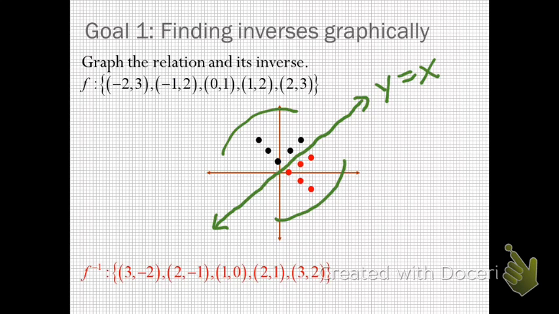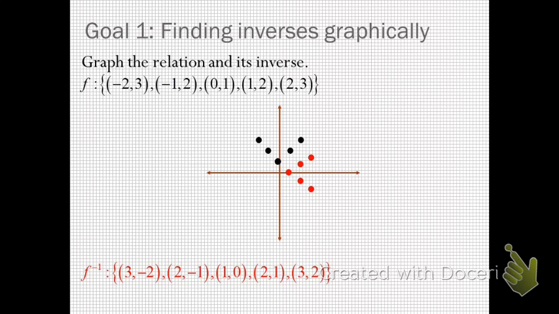So every function, if you reflect it in the line y equals x, gives you the graph of its inverse. Okay, now secondly, it turns out that you can determine whether or not an inverse is a function by looking at the graph of the relation. Now I want you to focus on the red points here, the graph of the inverse. You ought to already be able to tell me that that inverse is not a function because it doesn't pass the vertical line test.